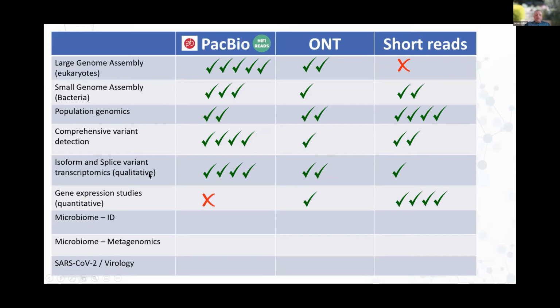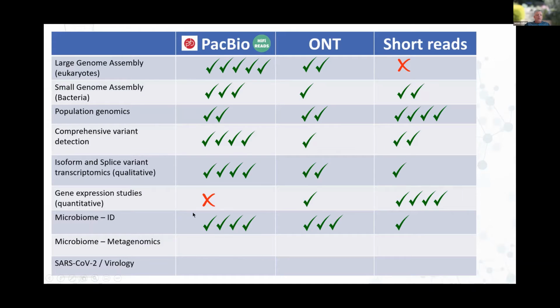So with quantitative gene expression studies, where you want to find out up-down gene expression, PacBio just doesn't have the throughput yet, but watch this space, it's coming. There are some new protocols being released by PacBio to really boost the throughput on the existing systems. ONT, again, doesn't quite have the throughput, but it's higher than PacBio for transcriptomics at this current point in time. So most people default to short reads for their quantitative gene expression studies.